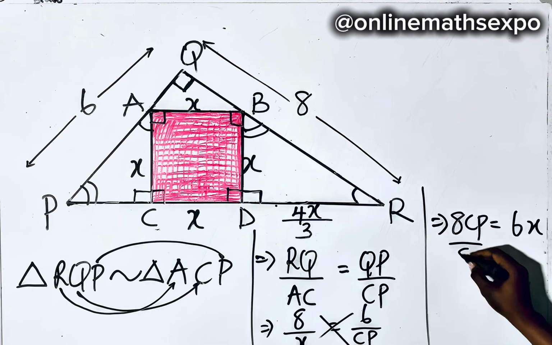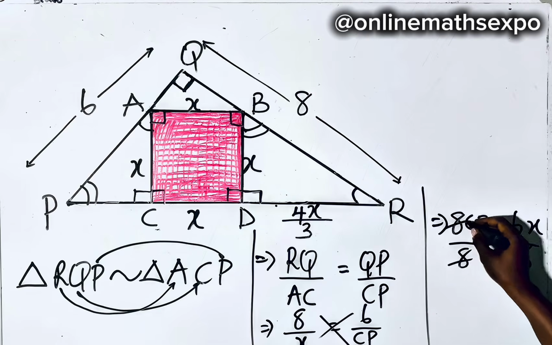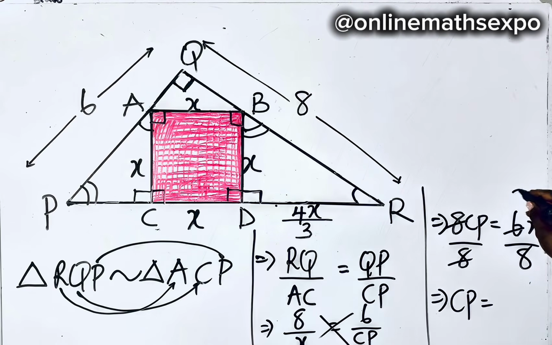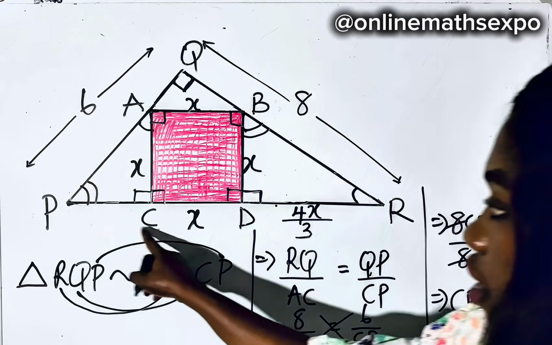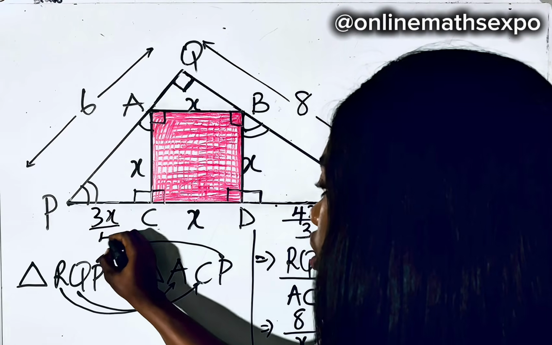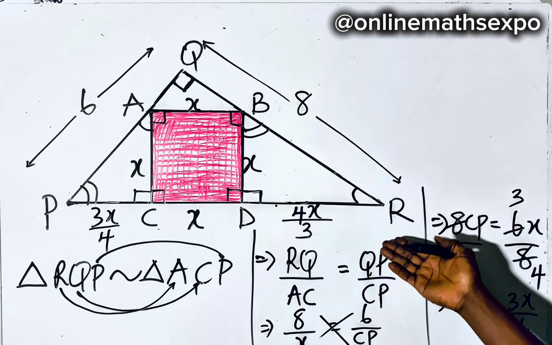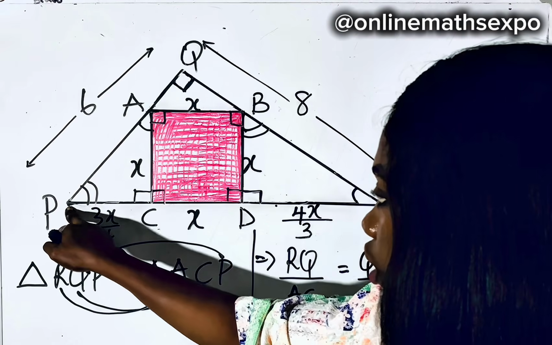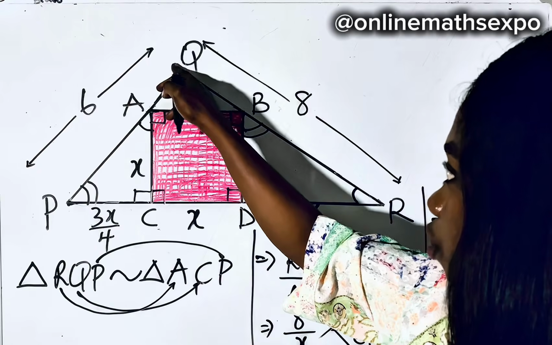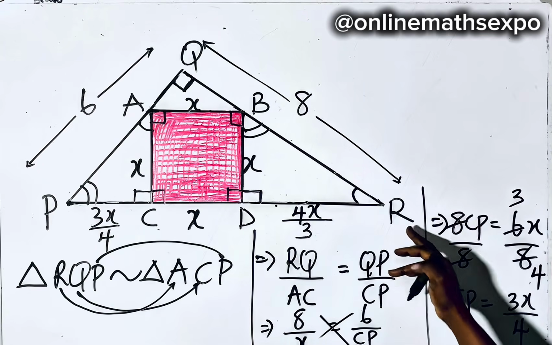To get this, divide both sides by 8. So we have CP is equal to 2 here is 3, 2 here is 4, and that gives us 3X over 4. So it means that length CP is given as 3X divided by 4. And looking at this, you see we have been able to get the whole length of PR. And we know the whole length of PQ and the whole length of QR.